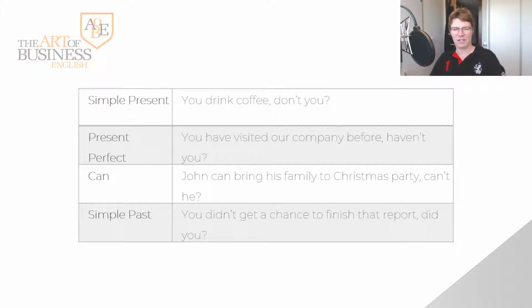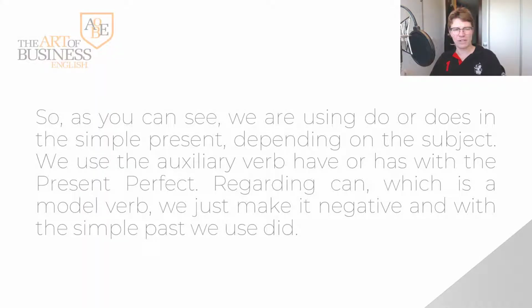So I've used a negative statement, you didn't get a chance. But the affirmative tag is did you? Okay, because to get a chance, did you? All right, so that's how it works, basically, the tags with different tenses. All right, let's look at the next one.